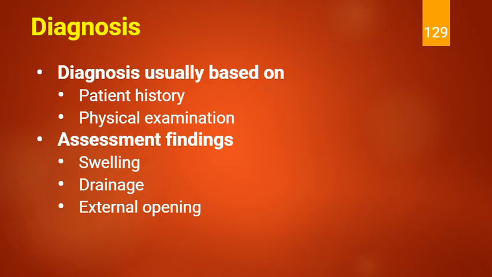Diagnosis of anorectal abscesses and fistulas is usually based on the patient's history and physical examination. The healthcare provider will inspect the anal area for swelling, redness, drainage, or small openings in the skin that may indicate a fistula tract. In some cases, additional imaging studies may be used to determine the location and extent of the fistula tract.